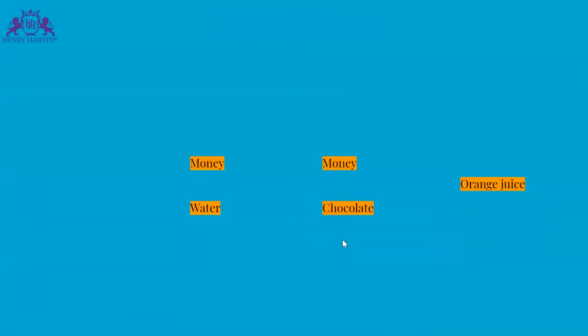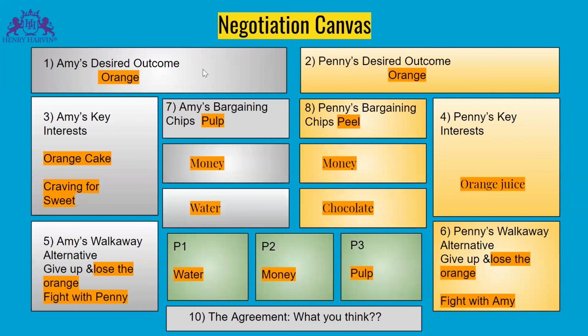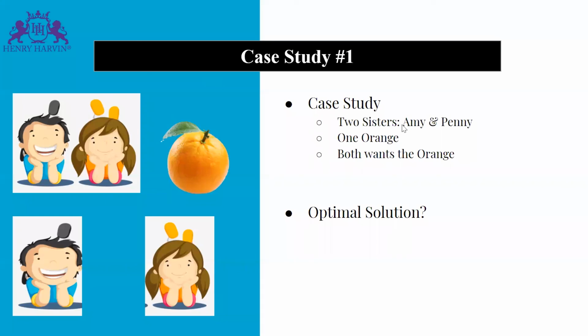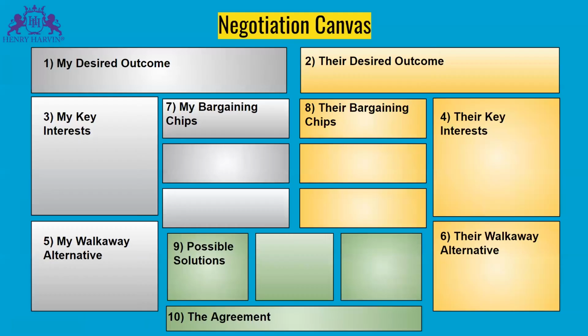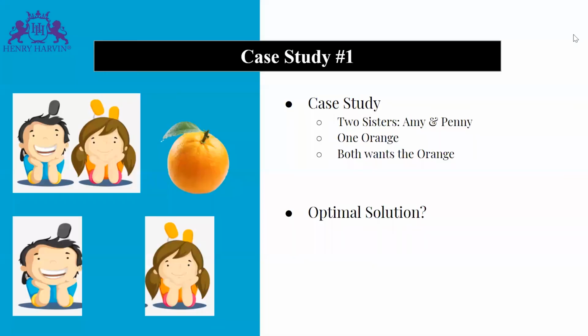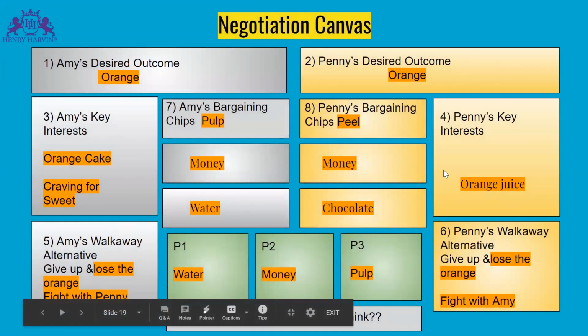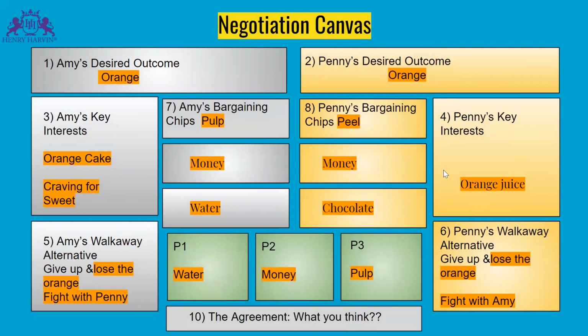So now, moving back to salary negotiation, hostage, war, and family and friends. I spoke to you about the scenario, right? The same scenarios you can come up with, as simple as this case study: two siblings, Amy and Penny, one orange, both want the orange. You can come up with something like salary negotiation. So the employee and the HR, the employee wants a 30% hike, and the HR wants to offer only a 15% hike. So what is the optimal solution? You can work on a canvas like this, and then you can understand how to work around offering good bargaining chips. Okay, so that's the end of it. All clear?